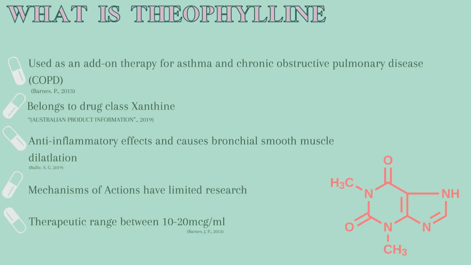Theophylline is a drug used as an add-on therapy, a second or third medication to control and manage asthma and chronic obstructive pulmonary disease, or COPD for short. Theophylline belongs to the drug class xanthines. The drug's mechanism of action has limited research, although it is believed that it causes anti-inflammatory effect and bronchial dilation.